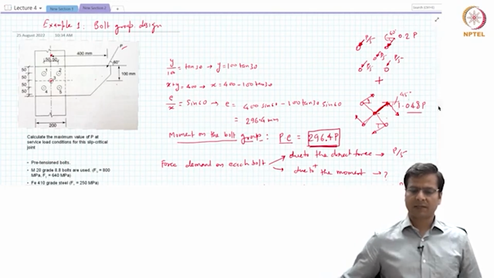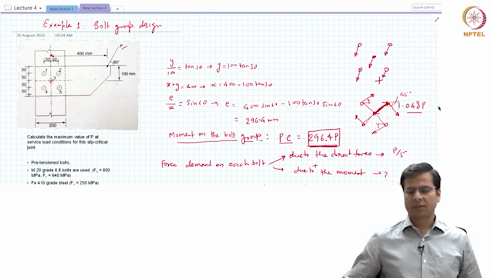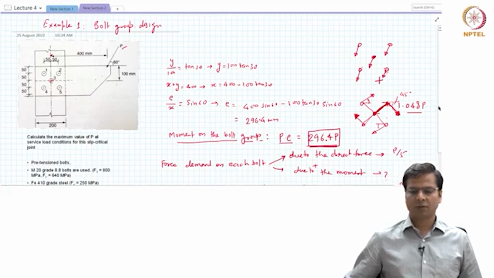Due to moment, each one of them is carrying the same load. Due to direct force, each one of them is carrying the same force. However, if we look closely, we will see the direction of forces. So let me remove the values here so that it is easier to see. These are the forces directly due to the applied load, and these vectors are the forces because of the moment. Now, the maximum force would be in the bolt where these two forces are almost aligned or almost parallel or perfectly parallel. So is there any bolt? Let's look at bolt 3. In bolt 3, the force is only 0.2 P. So it does not qualify. There is no effect of moment.